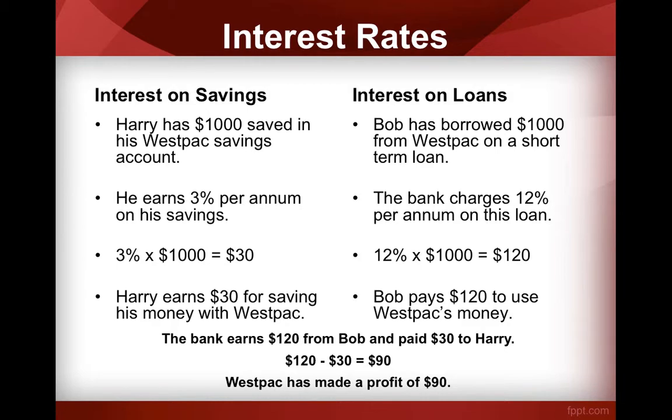So the bank earns $120 from Bob and paid $30 to Harry. So $120 minus $30 is $90. So Westpac Bank is making a profit of $90. So you can see why banks make so much money, because they charge higher interest rates to lend money than they pay to people who lend them money.